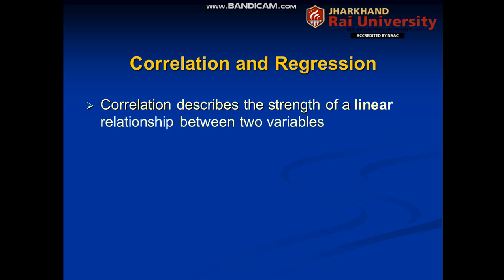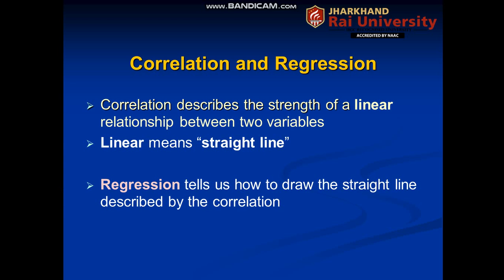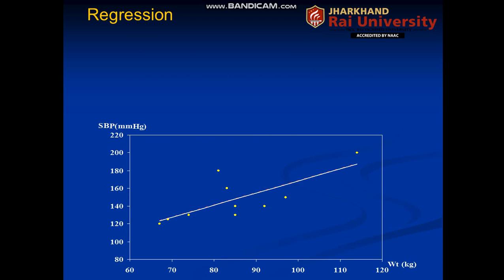Correlation describes the strength of a linear relationship between two variables. We have seen about correlation in the previous lectures, and here linear means straight line. We have also seen that there were three types of correlation: positive, negative, and no correlation, and all are depicted in the graph with a straight line. But regression tells us how to draw the straight line described by the correlation. So the first one was a straight line, and in the second one, that is regression, we have to learn how to plot or draw that straight line.